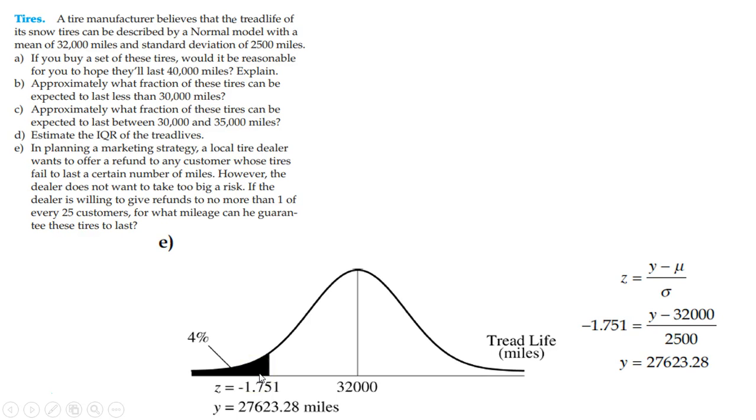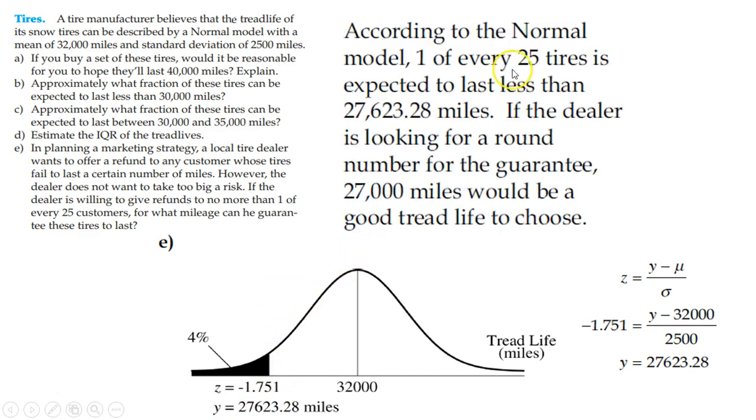So the point is, what he's saying is he takes that, now that he knows the percentage, second vars, inverse norm, 0.04, comma, 32,000, comma, 2,500, and when he does, he gets roughly 27,623.28, and that is basically what they're saying. So according to the model, 1 out of every 25 tires are expected to last less than that. So if the dealer is looking for a round number for a guarantee, maybe around 27,000 miles would be a good tread life. If it doesn't work, then you get a refund if it hasn't lasted 27,000.